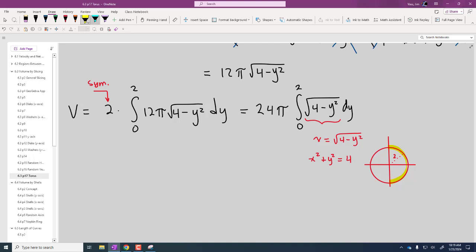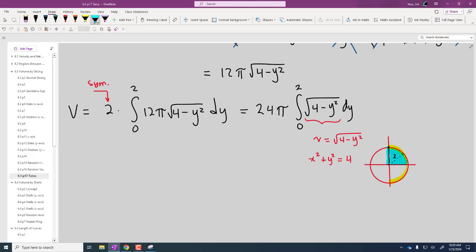Now let's look at our limits of integration. What are our limits of integration? 0 to 2, 0 to 2 on the y-axis. So the limits of integration are going from here to here. If we turn our head sideways, we are finding the area between the curve and the y-axis on that interval. So from 0 to 2, we want the area between the curve and the y-axis. So this integral represents this area right here, the area beneath this curve on that interval. That integral represents 1/4 of the area of the circle of radius 2.